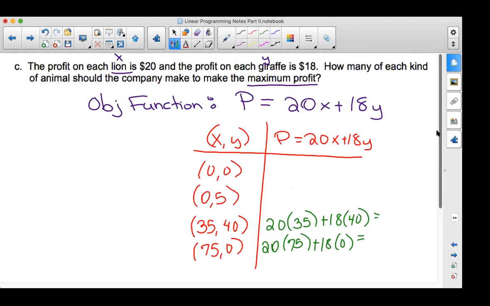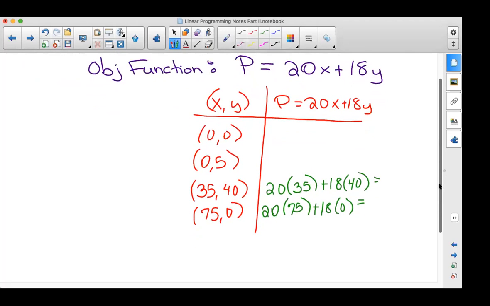So again, the question is, how many of each kind should the company make so that we have a maximum profit? That's our goal. So the reason we're looking at this question, how much should we make so that we have the most amount of money?